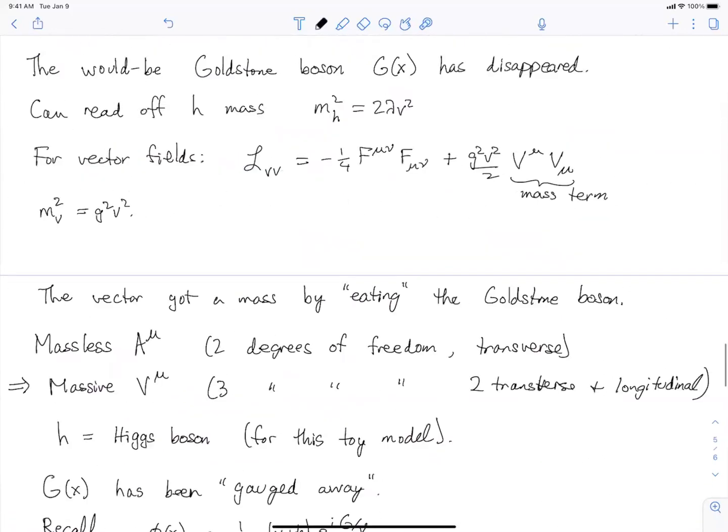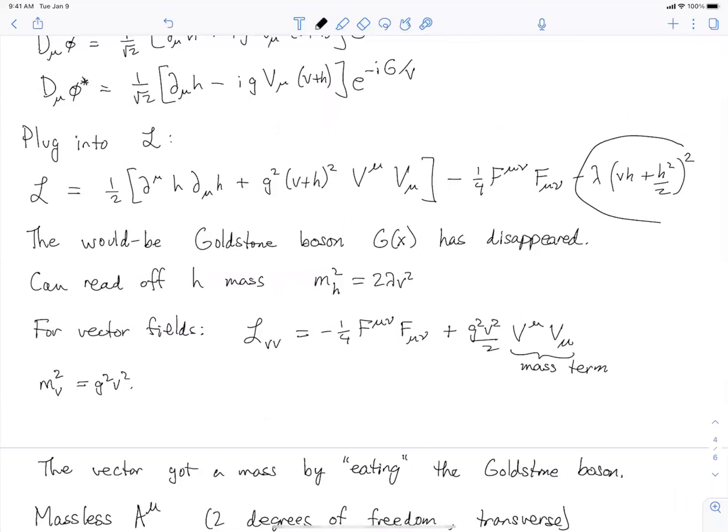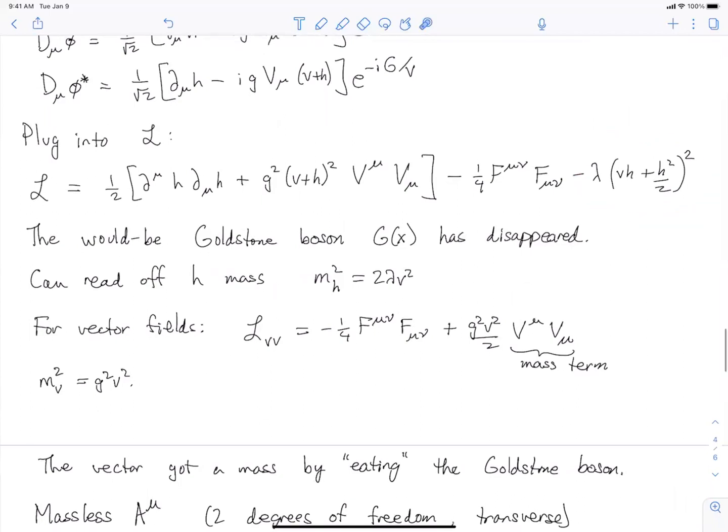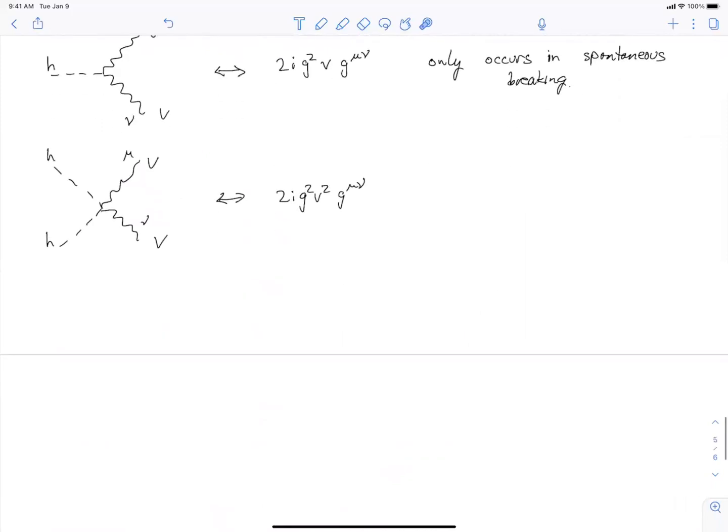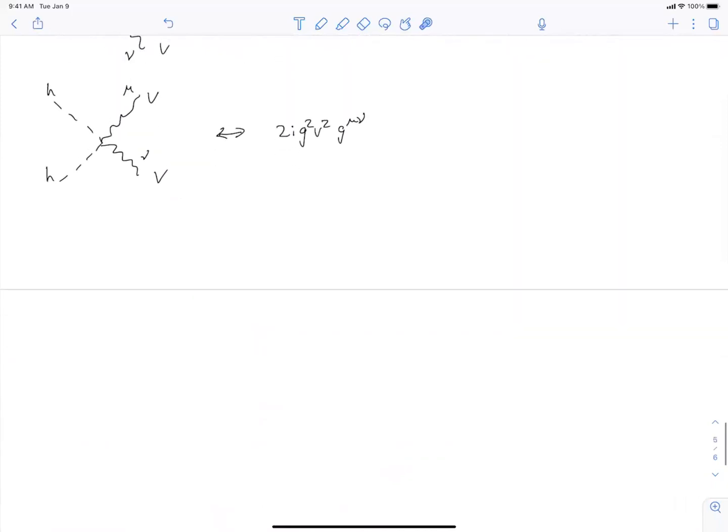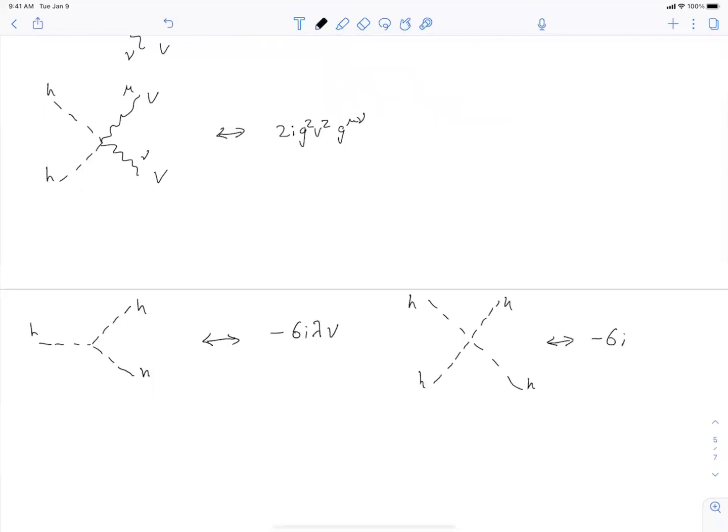But there is also, if you go back here and expand that, an H cubed term and an H to the fourth term. And the H cubed term looks like this, for which the Feynman rule is minus 6i lambda v. And for the H to the fourth, there's a Feynman rule that has four H's, and the Feynman rule for that is minus 6i lambda.